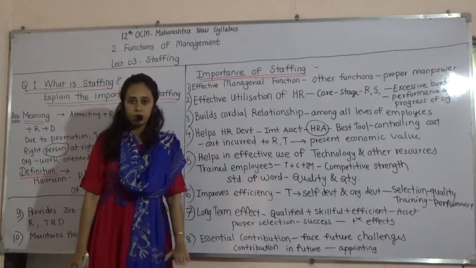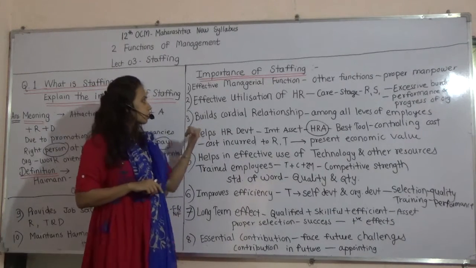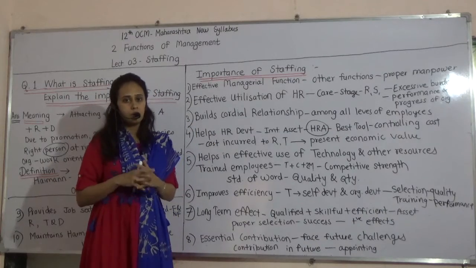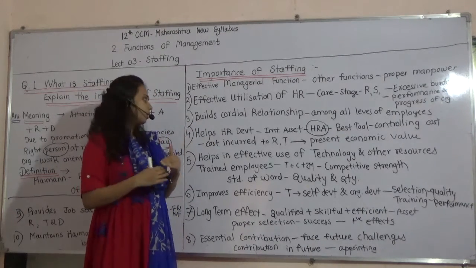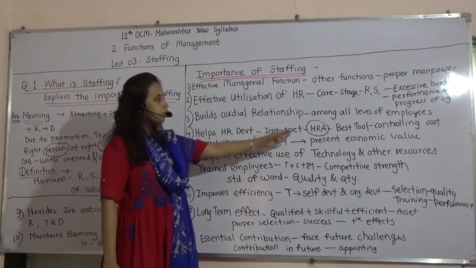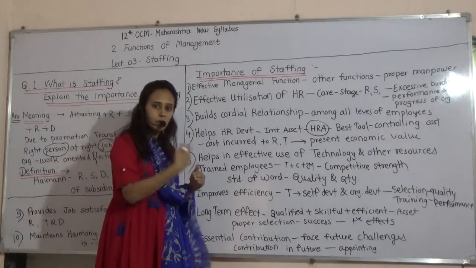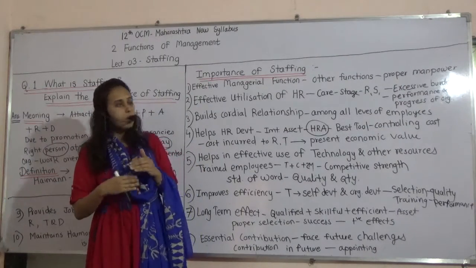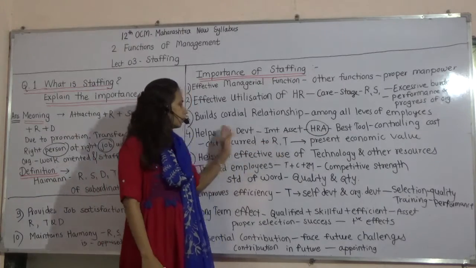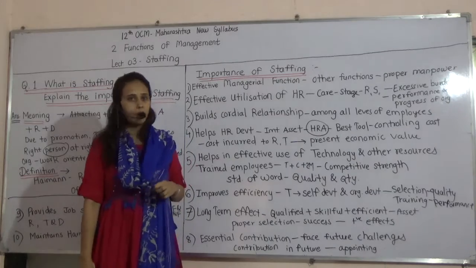Then it builds cordial relationship. Cordial means what? Friendly relationship. It is possible because of staffing. It is possible to build cordial relationships without any conflicts. Then it helps HR development. I have already told you, human resource accounting deals with cost and its returns. Whatever the cost incurred to appoint, to pay money to them in the form of remuneration, or whatever training you are giving, these costs are cross-checked with whatever return you are getting.